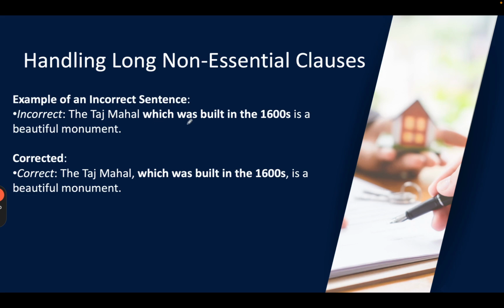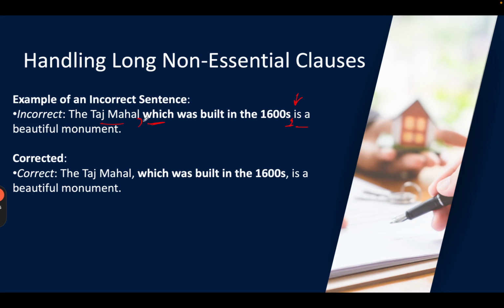The Taj Mahal, which was built in the 1600s, is a beautiful monument. Now, there is a "which" over here, right? So, there is a possibility that this part, till this part, is a non-essential clause. Why did I say that the part ends over here? Because this is the verb. I definitely need the subject and a verb pair to create a complete sentence, correct? So, the verb has to be out of the non-essential clause.